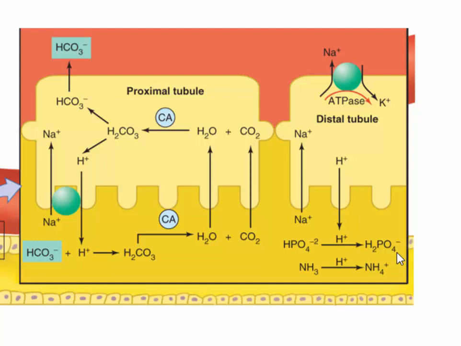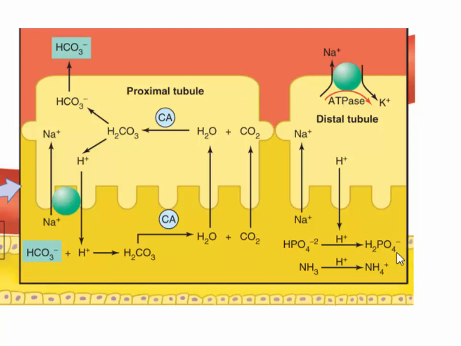Ammonia can be produced by tubule cells from deamination of amino acids. And we talked about how the amino group of the amino acid, when it's taken off the amino acid by deamination, becomes ammonia. And then the body can convert the ammonia to urea. These tubule cells can actually make ammonia, and that ammonia goes into the urine.